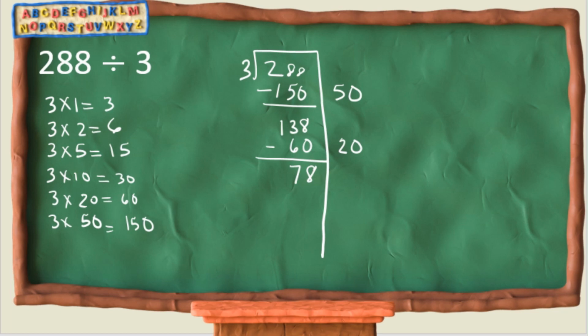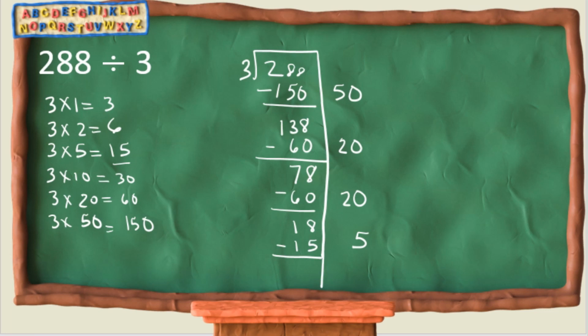Okay, so now I have 78. Which number is close to 78 without going over? And again, that's 60. And I already know that 20 times 3 gives me 60. Now subtract. Think about which number is closest to 18 without going over, and I see that it's 15. So I'm going to take away 15. How did I get 15? I did 3 times 5. So 5 goes on the side. 3 times 5 equals 15.